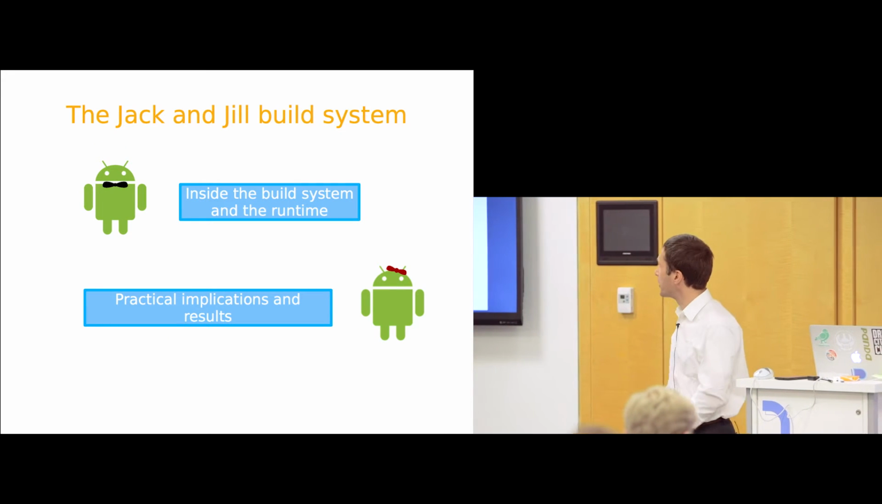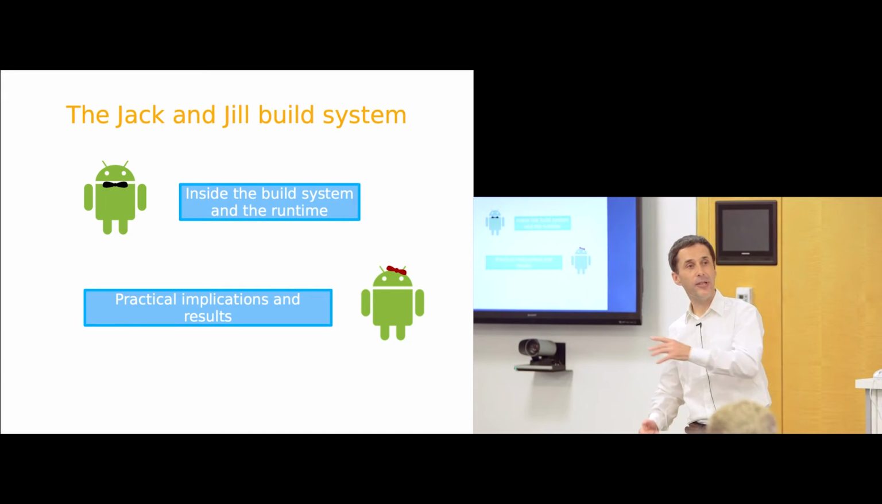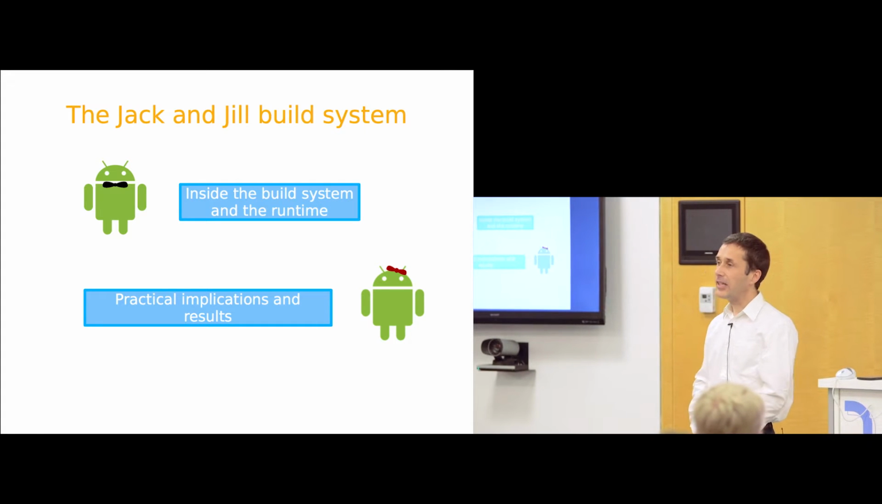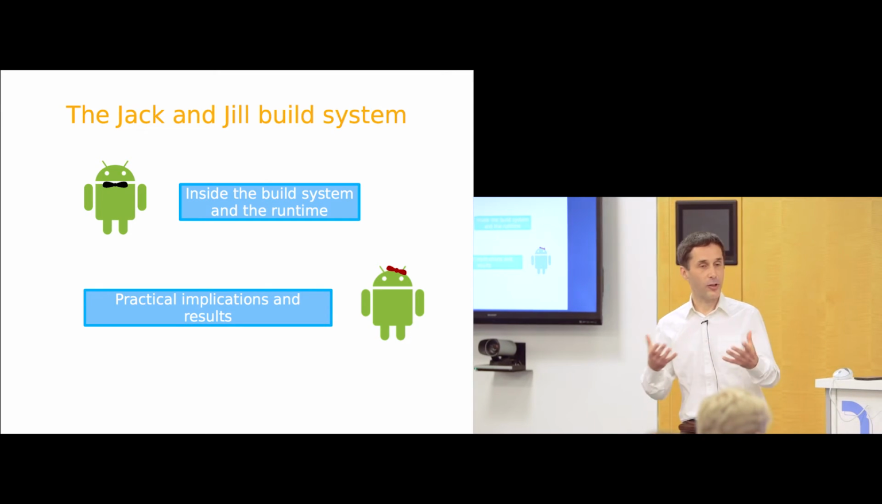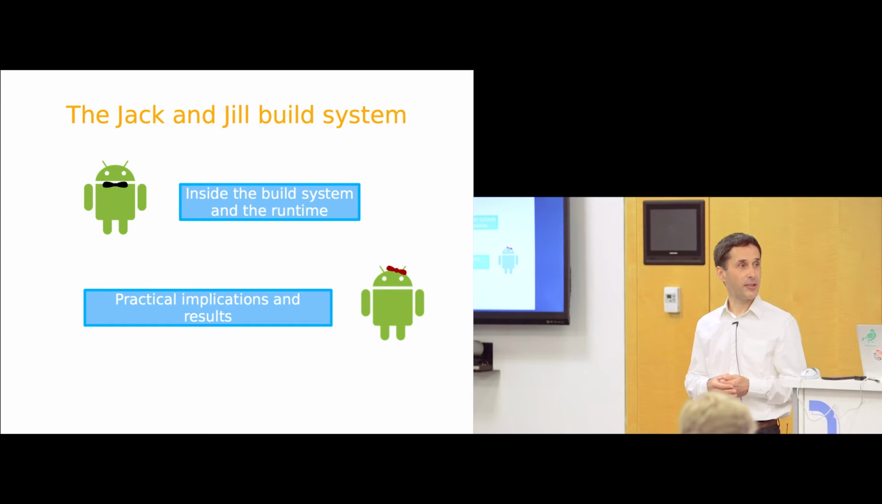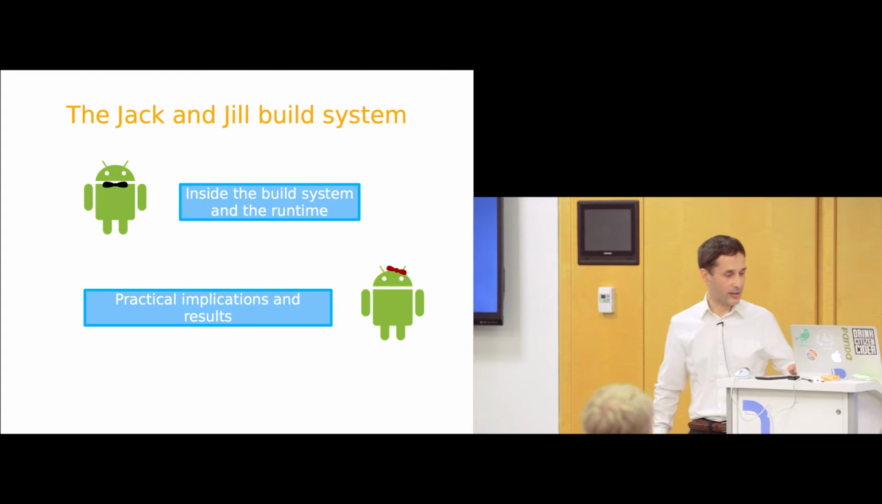So what I'll be talking about today, first of all, I'll go fairly deep into the technical details of the build system with Jack and Jill. But then I'll resurface and I'll talk about the practical implications, how that affects us as Android developers at various levels. So it affects me because I'm working on bytecode manipulation, but it also affects all of us as Android application developers. And I'll try to clarify and explain what happens there.